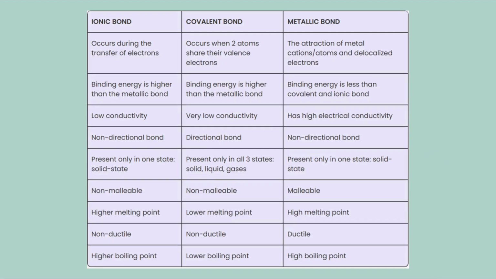Okay, now let's summarize. Ionic bonds are transferring electrons, covalent bonds are sharing electrons, and metallic bond is just a sea of electrons. So, ionic bonds form materials with low conductivity, they're not malleable, have a high melting point, non-ductile, a higher boiling point. Covalent bonds have very low conductivity, non-malleable, lower melting point, non-ductile, higher boiling point. So as you can see, ionic bonds have higher melting and boiling points, covalent bonds have lower melting and boiling points, but both of them are not malleable and not ductile. Metallic bonds, being metals, are malleable and ductile, and they have high melting and boiling points.